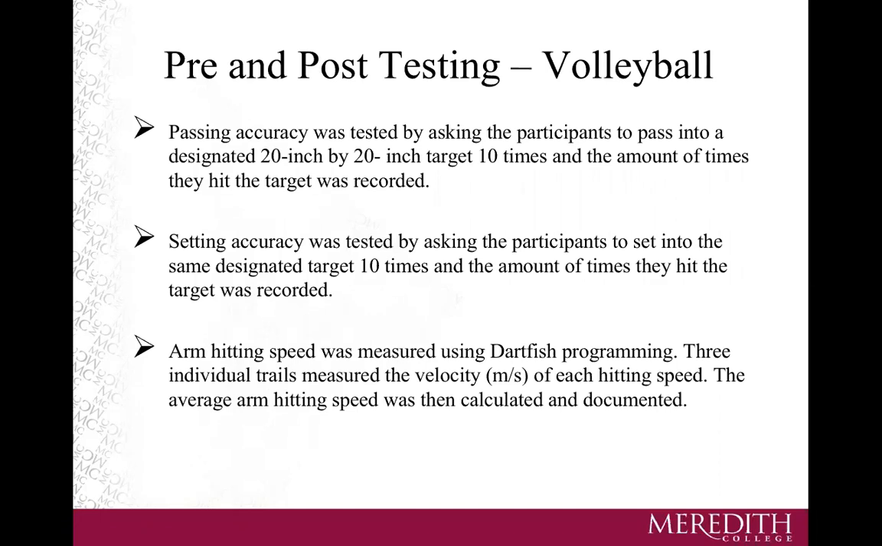And then for setting accuracy, this was tested by asking the participants to set into the same designated target 10 times, and the amount of times they hit the target was recorded. Participants were asked to set 6 inches off the net and 5 feet in from the right sideline of the court, and the target was 25 feet away and once again directly in front of the participant. Arm hitting speed was then measured using Dartfish programming. 3 individual trials measured the velocity of each hit, and then the average arm hitting speed was calculated and documented.